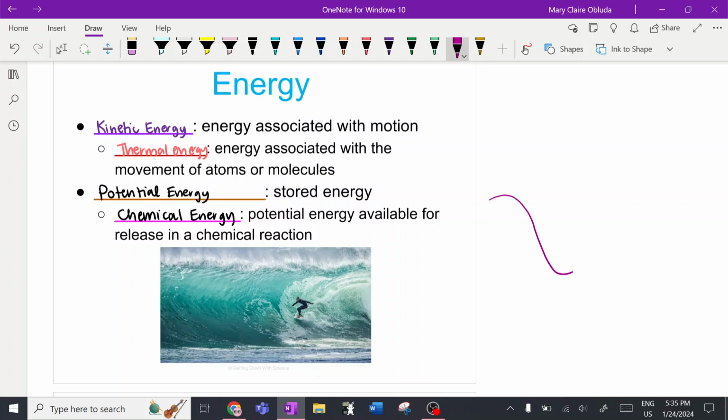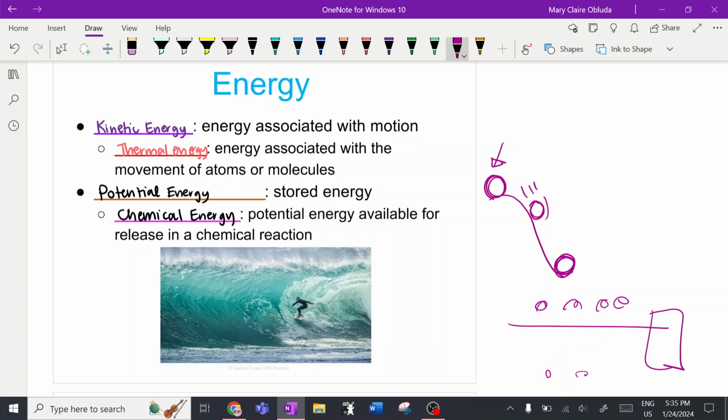A ball at the top of a hill has potential energy. Once the ball's in motion down the hill, that's kinetic energy. And once the ball's at the bottom of the hill, it has less potential energy than it does here. Chemical energy is potential energy available for release in a chemical reaction. Think proton gradient. That has chemical potential energy because it has energy stored on one side of a membrane, and then it has the potential to be pumped favorably, say with an ATP synthase, right?